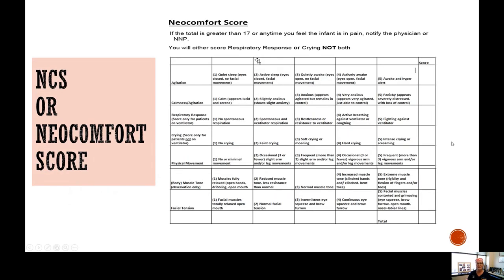Here's our NCS, or neo comfort score. Now this one you're going to see in a neonatal ICU, but sometimes this may be a newborn nursery, or we may get some neonates that get transferred to pediatrics, and we need to know this. So we're looking at a total pain score of 17 or greater, you would notify the physician or the neonatal nurse practitioner. And then you're going to score either that respiratory response, those are for ventilated patients, or crying for non-ventilated patients, but you don't score both of them.